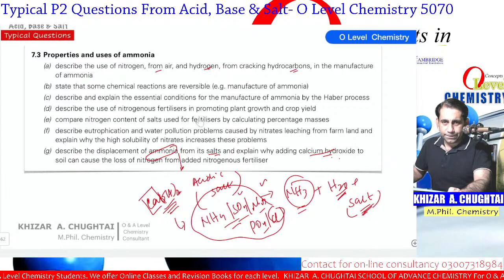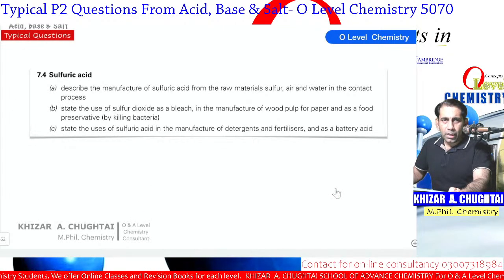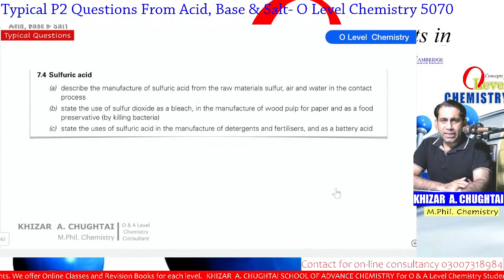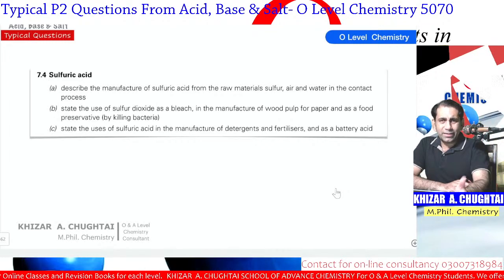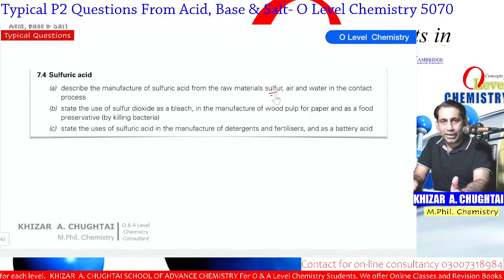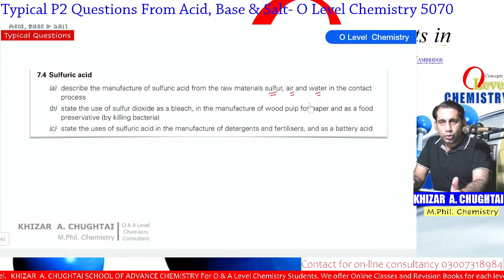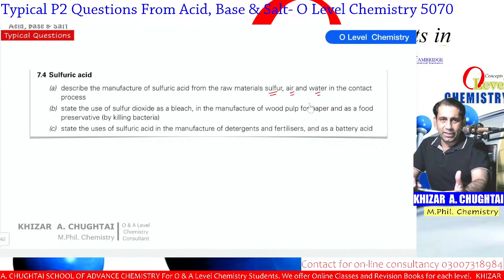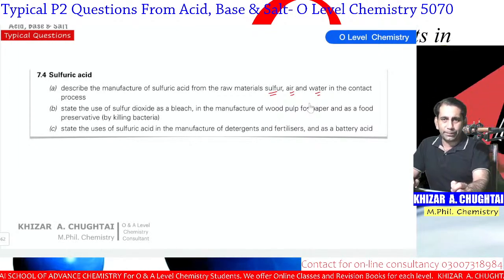The next one is sulfuric acid. Describe the manufacturing of sulfuric acid. The raw materials of sulfuric acid are sulfur, air, and water. These three are the basic ingredients used to synthesize sulfuric acid, and that is said to be the contact process.